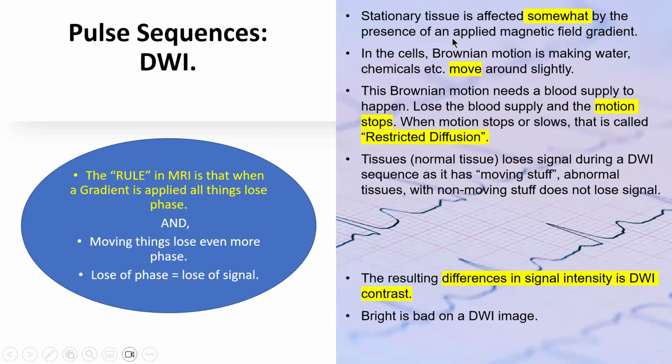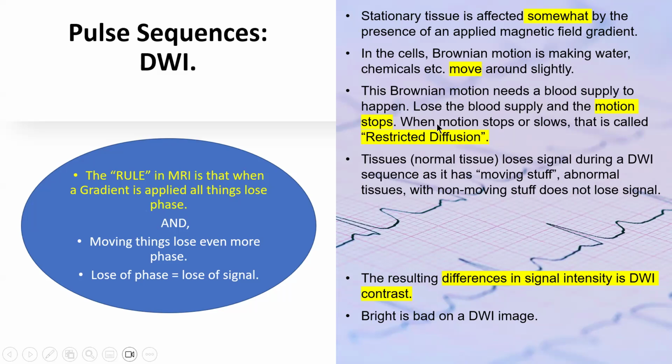Stationary tissue will be somewhat affected by turning on a gradient, but tissues that are moving stuff in and out of the cell, Brownian motion, AKA sodium pump, you've got stuff in the cell that's moving in and out and through the cell membrane. So moving tissue, as it were, in the cell is going to lose signal. It's called Brownian motion. When the tissues lose their blood supply, a stroke, you're going to lose your ability to move stuff, and that's called restricted diffusion.